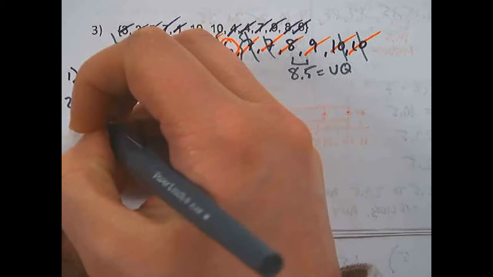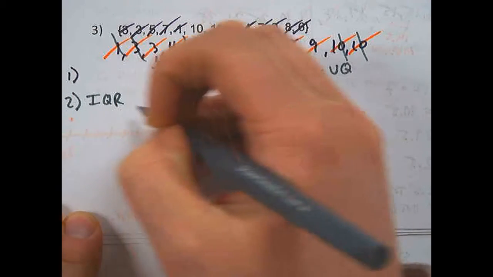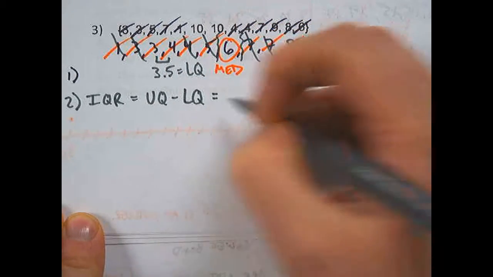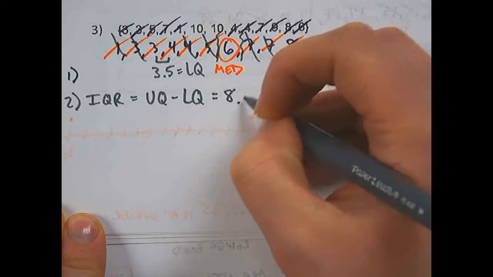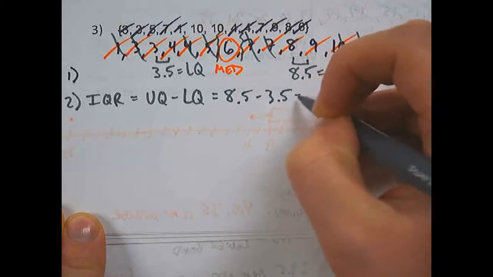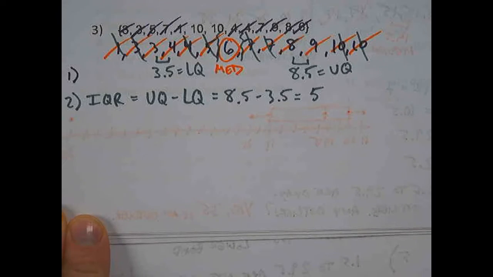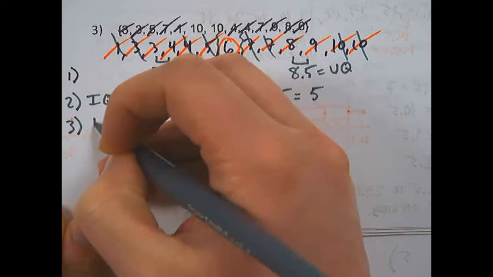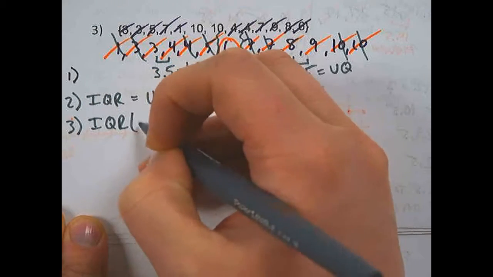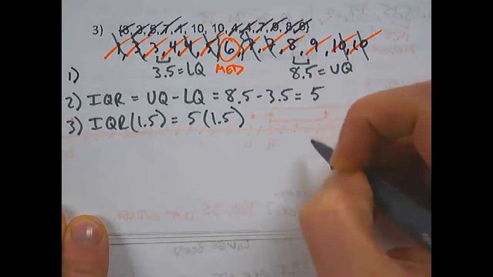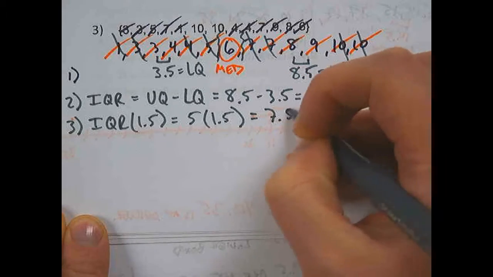Step 2, find the interquartile range, or IQR. That's going to be the upper quartile minus the lower quartile. So 8.5 minus 3.5, which just gives us 5. So that's our interquartile range here. The next step is we're going to take this number and multiply it by 1.5. So step 3, you take your IQR times 1.5, and that gives us 7.5.